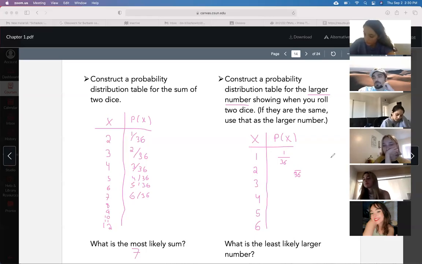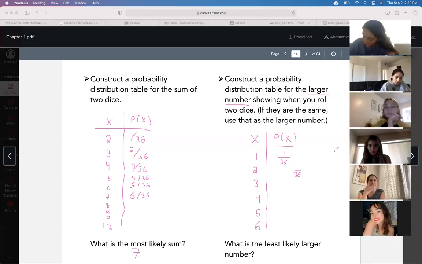A 2. Sorry? Oh no, I thought we were on 3. 3, 4, 5, 6. Well, hold on. You rolled 2 dice. Give me a possible way of rolling 2 dice where the larger number is 2.